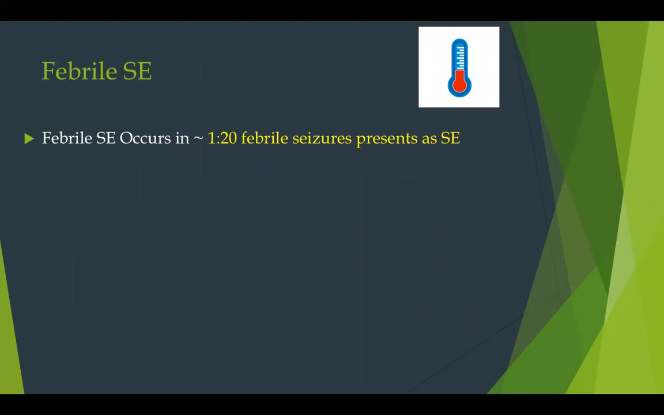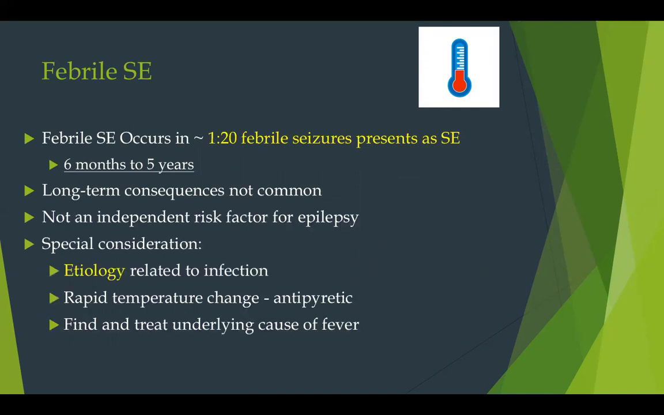One thing generally on febrile status epilepticus is that 1 out of every 20 febrile seizures present as status. We also know 1 in 20 children between 6 months and 5 years have had at least one episode of febrile seizure. Usually there are no long-term complications from having febrile seizure, and febrile seizure is not an independent risk factor for epilepsy.